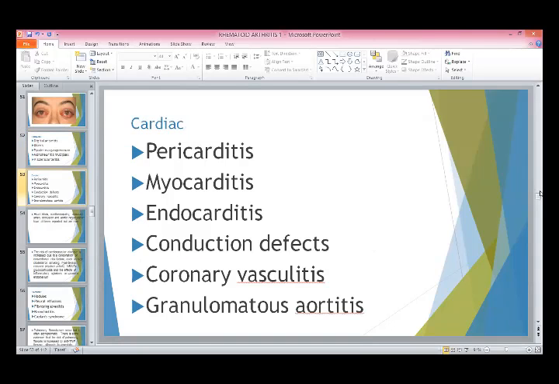What are the cardiac involvements, or you can say the cardiac manifestations? Rheumatoid arthritis is an important cause of pericarditis. It can cause myocarditis, endocarditis, conduction defects. Conduction defects occur due to the development of rheumatoid nodules in the conducting tissue fibers. It can cause coronary vasculitis that can lead to acute myocardial infarction. Then granulomatous aortitis, where the aorta is involved in the inflammatory process.